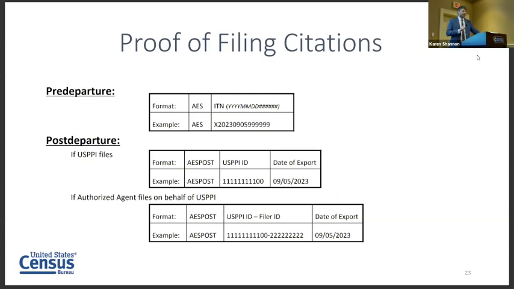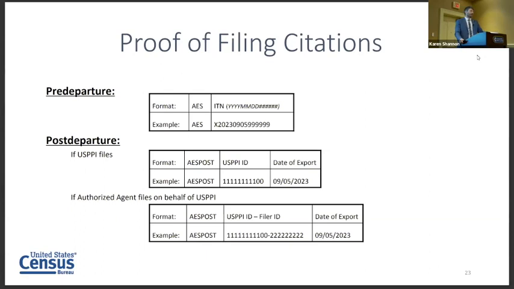If you're an authorized agent that's filing on behalf of a USPPI, which I think we said earlier, we only have the one forwarder here. So if you're filing on behalf of a USPPI that was approved for option 4, you can do that filing. You would put their information in and then your filer ID in afterwards with the date marked. Any questions on your proof of filing?